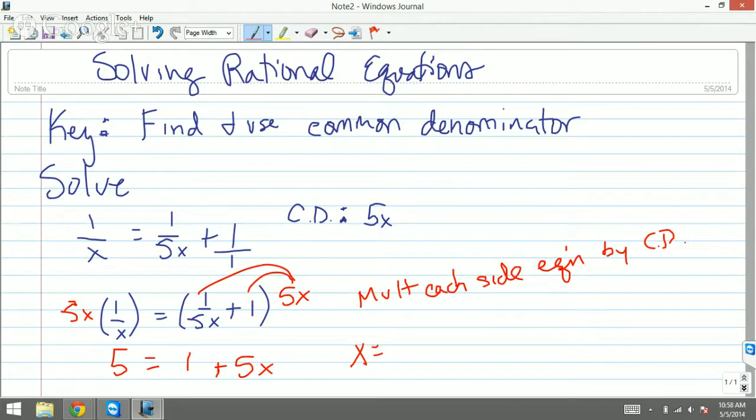X equals? Not 5 over 4. Okay, that's the easy version.